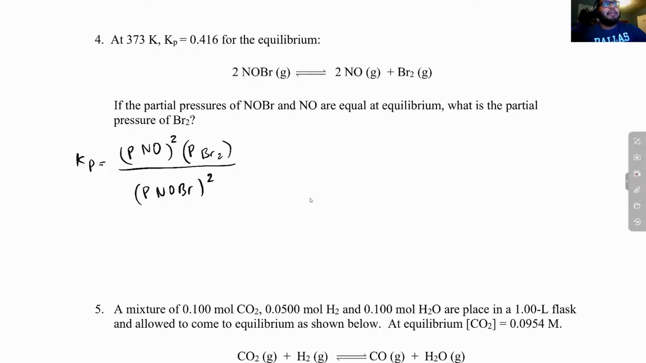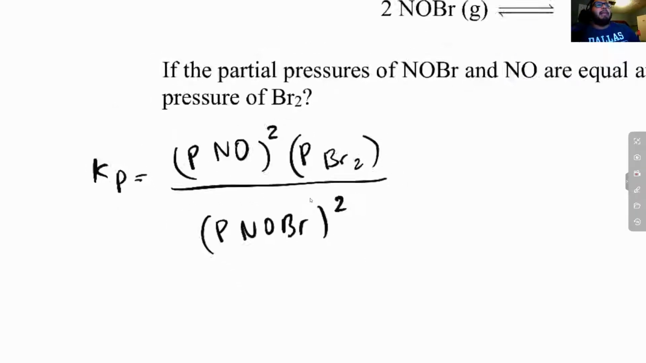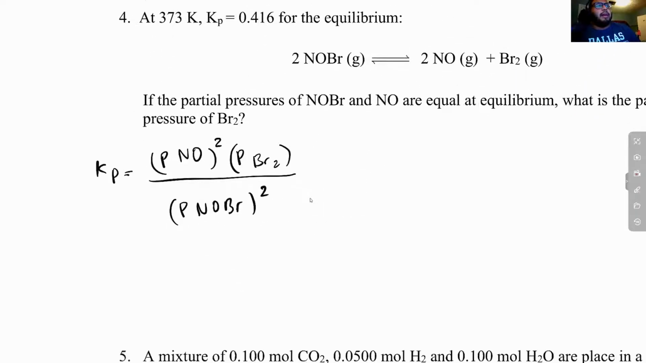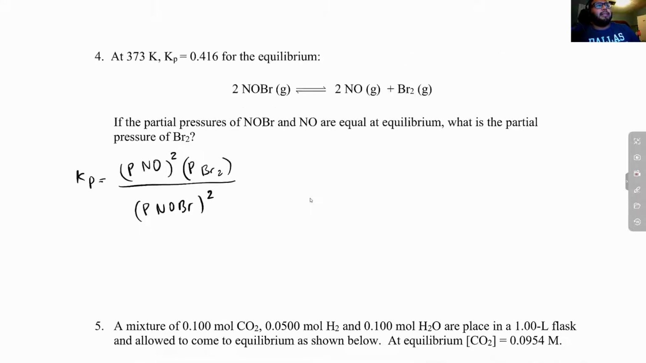Okay, so we're given that Kp has a value of 0.416. And if the partial pressures of NO and NOBr are equal, what is the partial pressure of Br2? Well, notice that NO and NOBr are both raised to the second power in this problem. Therefore, if they had numbers that were equal, let's say 3 and 3, well, it would be 3 squared and 3 squared, 9 and 9, and they would both cancel.